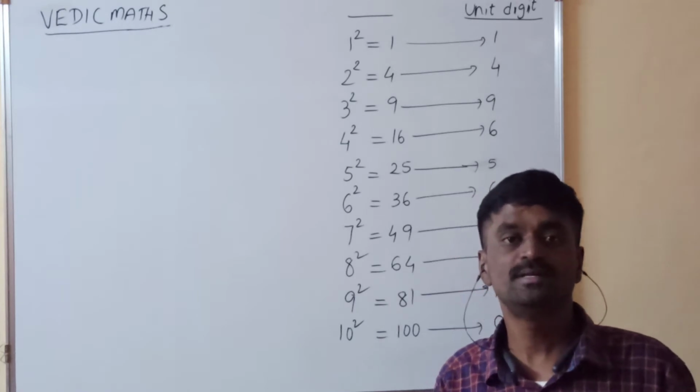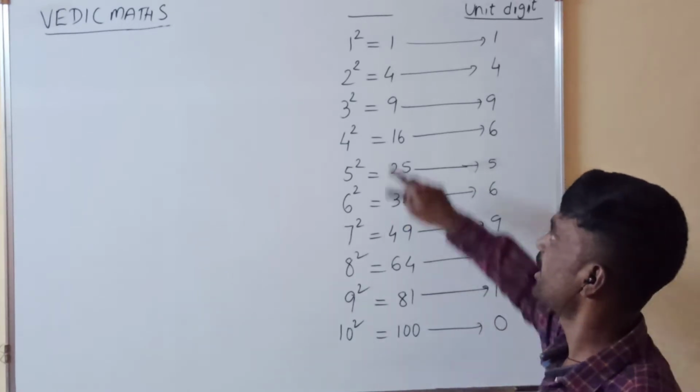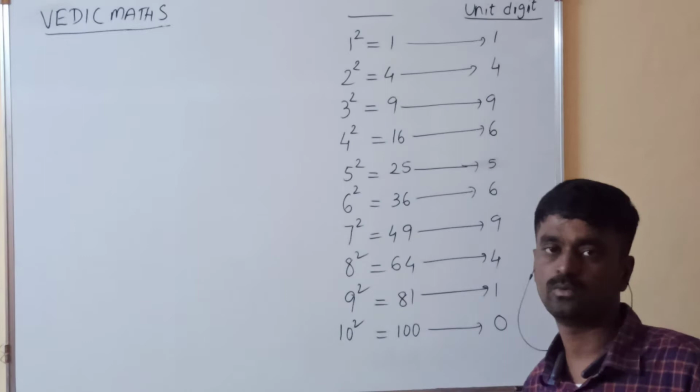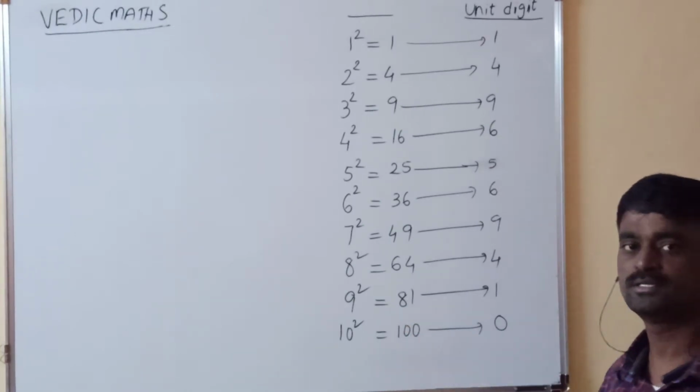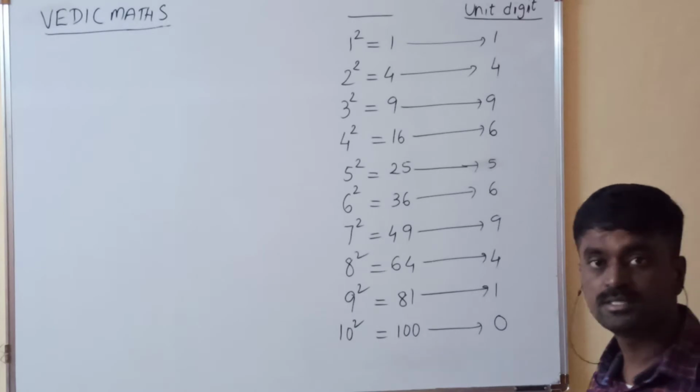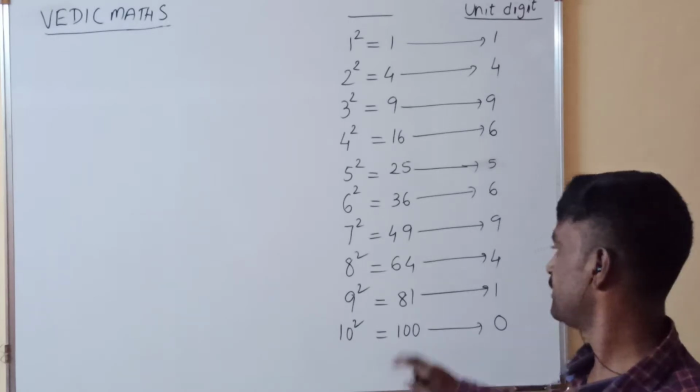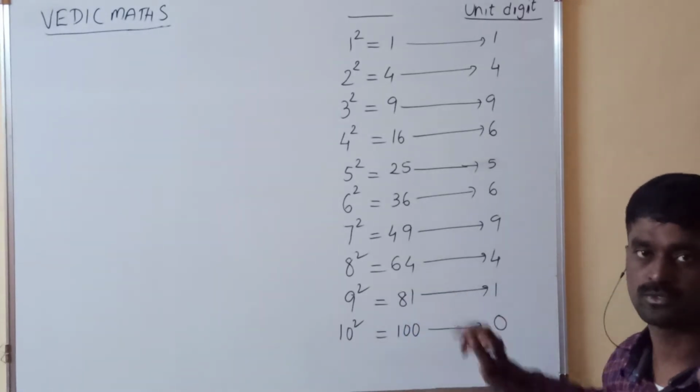Obviously, the unit digit in 11 square is same as the unit digit in 1 square. The unit digit in 19 square is same as the unit digit in 9 square. The unit digit in 48 square is same as the unit digit in 8 square.